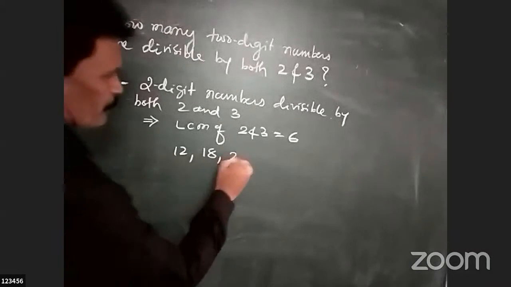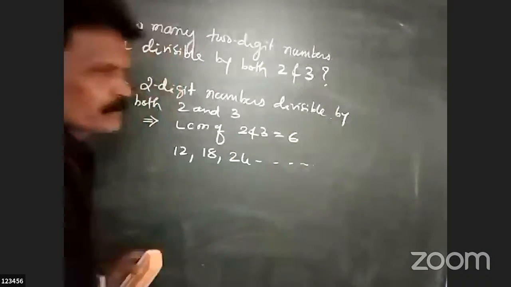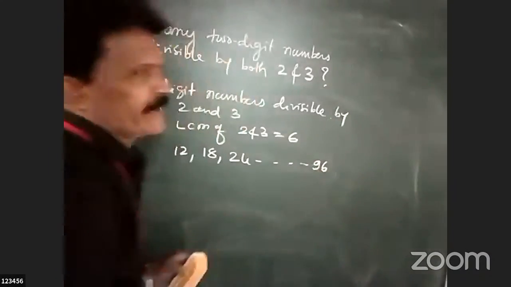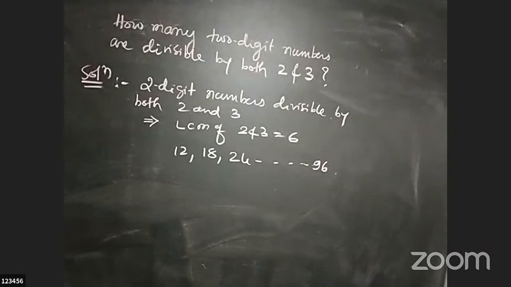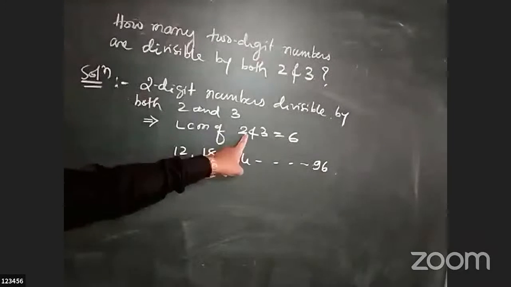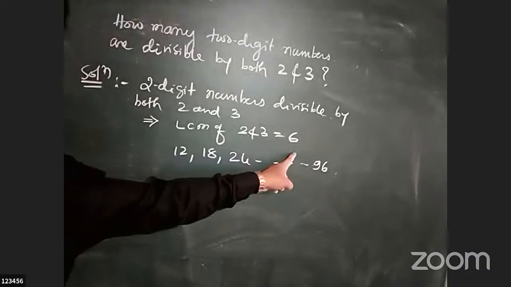The first two-digit number divisible by 6 is 12, then 18, 24, and so on. The last two-digit number divisible by 6 is 96. Sir, 98? Is 98 divisible by 3? No, sir. The same number should be divisible by 2 as well as 3. By both 2 and 3 means we take the LCM of 2 and 3, which becomes 6.